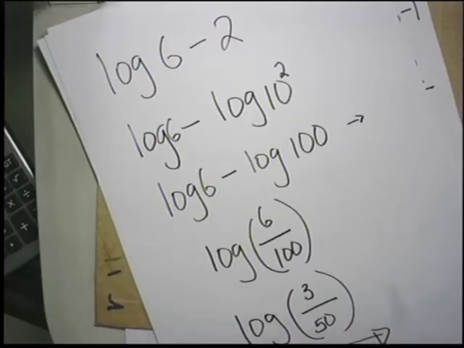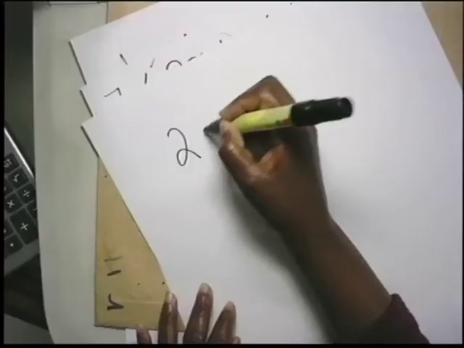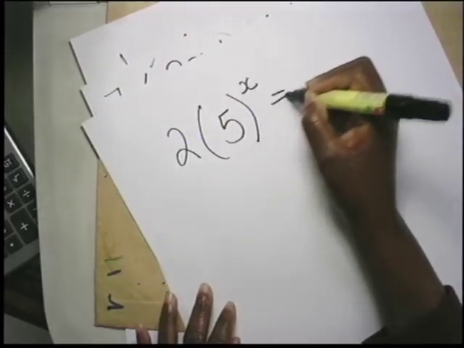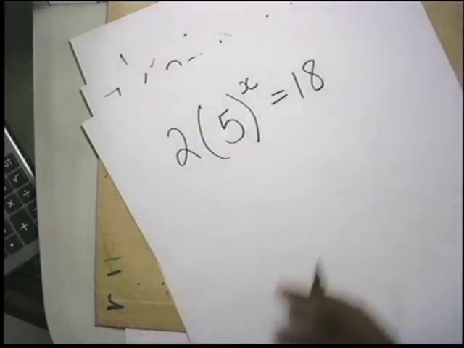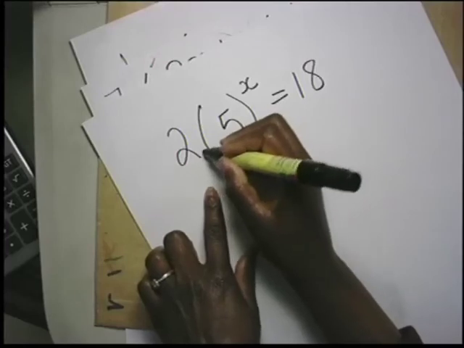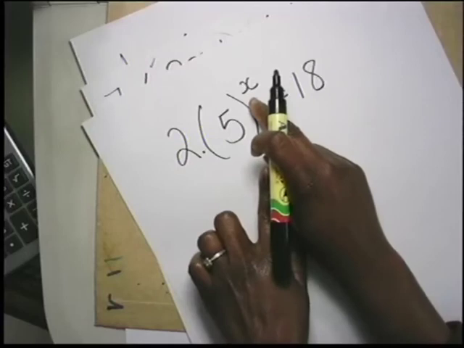Okay, let's move on to the second question, which is: use logarithms to solve for x. Solve for x, meaning find the value of x. I have 2 times 5 power x is equal to 18. Remember, there's a multiplication here between 2 and this bracket.